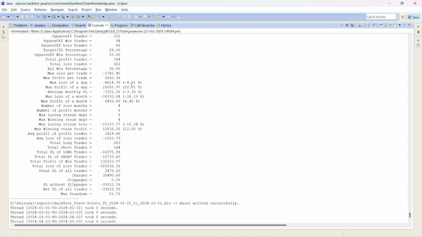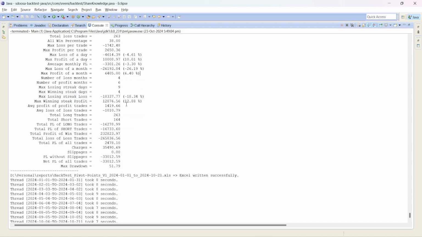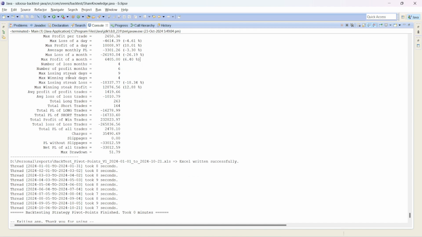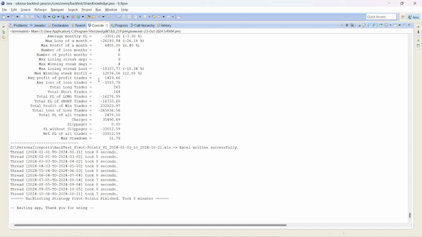And this is the max loss of a day, a single day. This is the max profit of a day, and the average monthly is a loss anyhow. Max losing streak days 9, max winning streak days 4. And the average profit of all profit trades is 1449, and the average loss of all loss trades is 1000. Actually, this is a good number. The average profit of all profit trades should always be above this figure. Okay. So still in this case, you can try tweaking the strategy to make it somewhat profitable, when you see this kind of numbers.